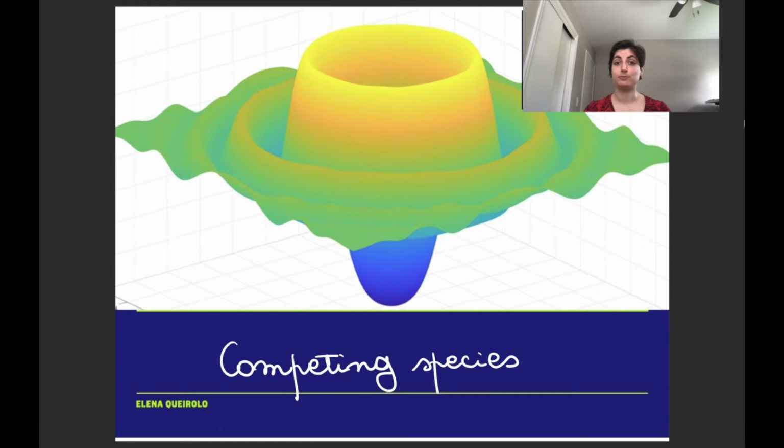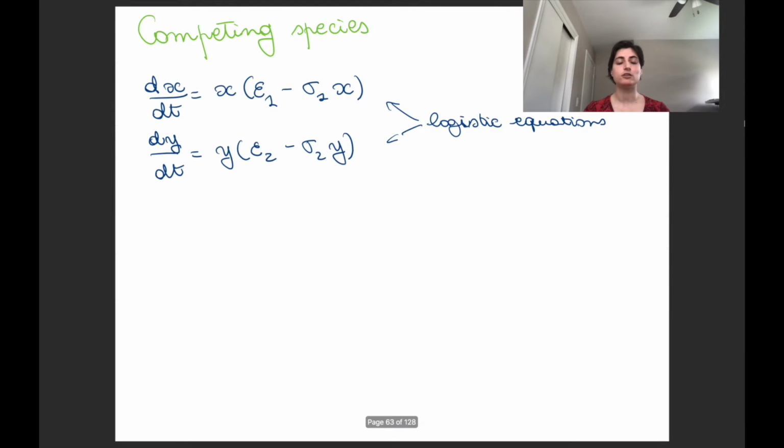The last example was a bit brief. Let's go into more depth by looking at competing species. This is an ecological model in which we're taking two species, X and Y, and we expect them to behave according to a logistic equation. But on top of that, they're competing for the same resources.